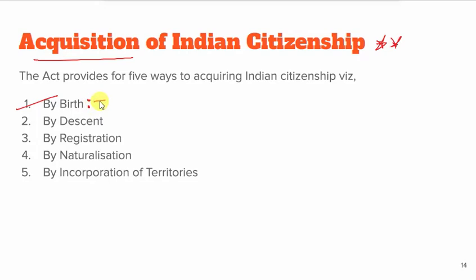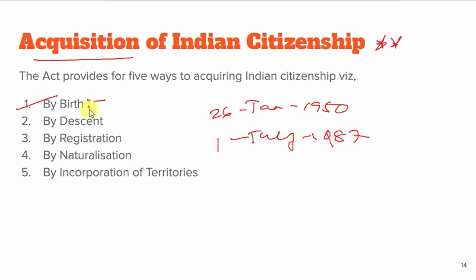A person born in India on or after 26 Jan 1950, but before 1st July 1987, is a citizen of India by birth, irrespective of the nationality of his parents.